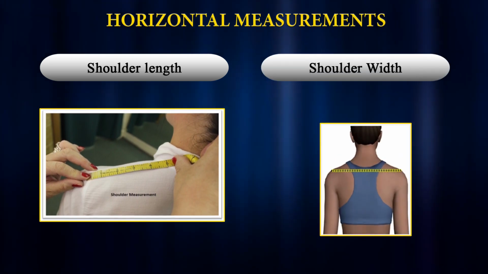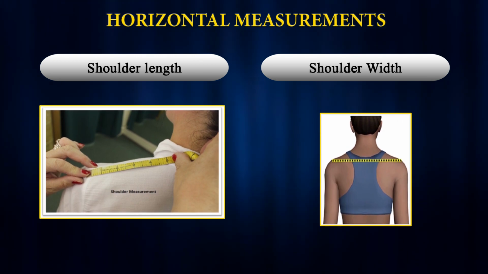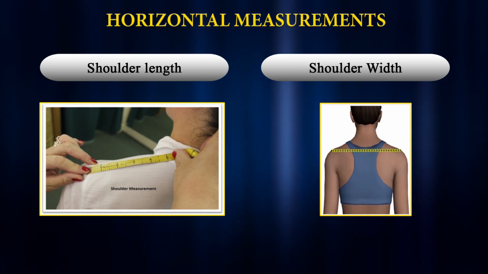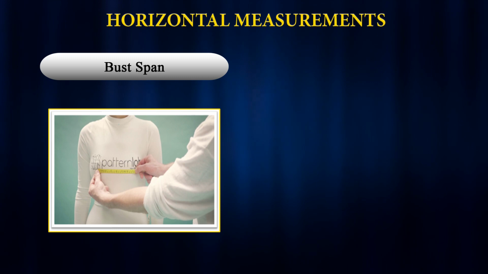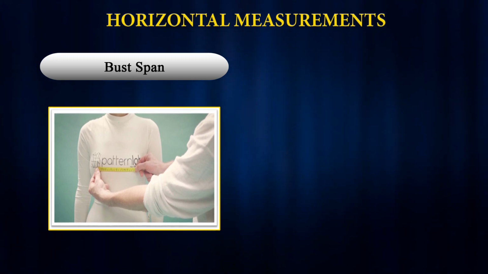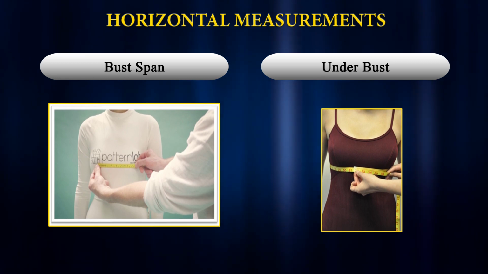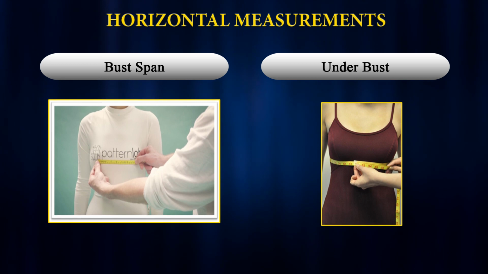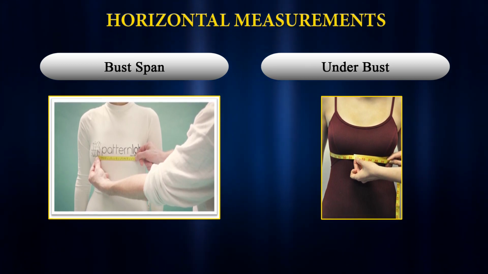Then we have the shoulder width. Shoulder width is also taken from one point of the shoulder to another point from the back side. Then we have the bust span measurement, which comes under the horizontal measurement, and the under bust point, which is also considered a horizontal measurement, taken under the bust point.